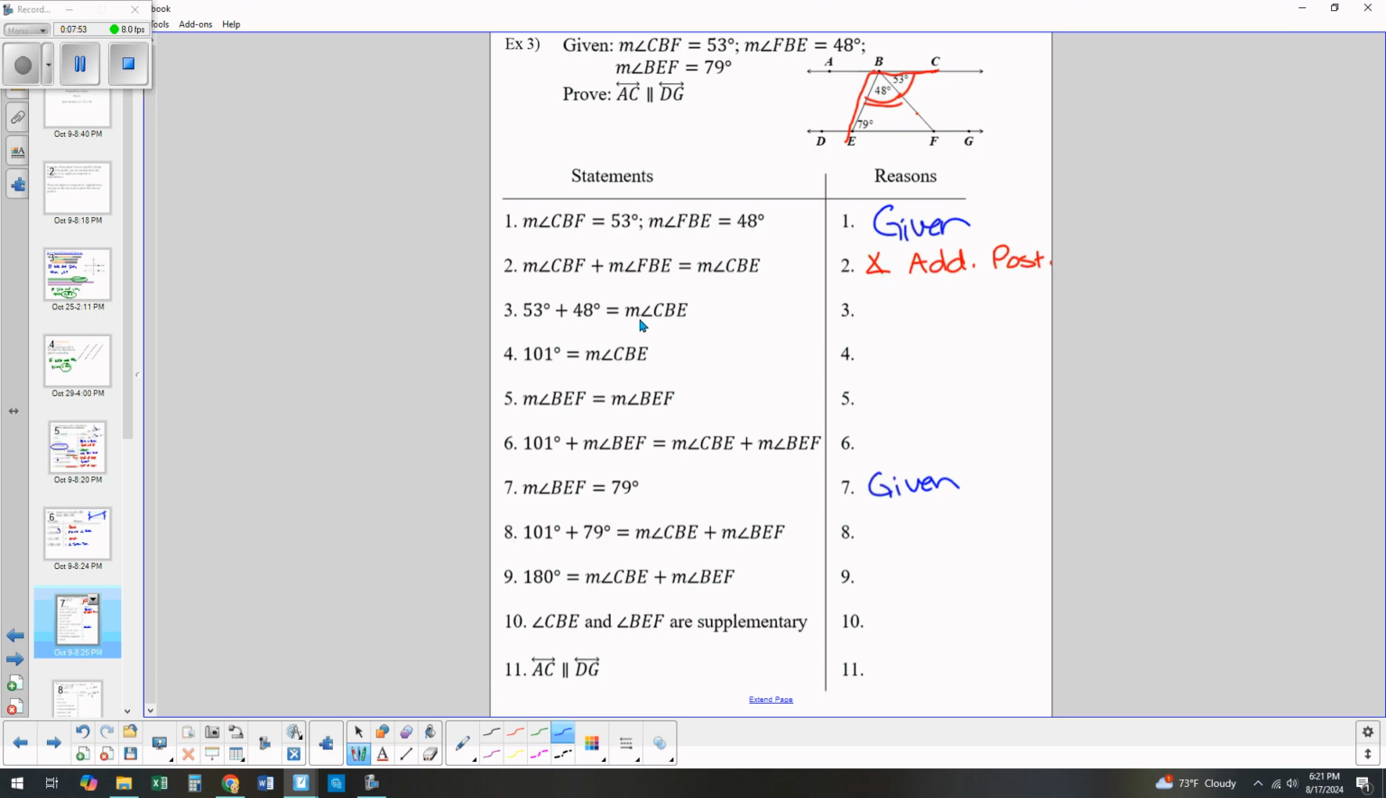And now I have the CBE again, but now I have the numbers plugged in. So I turned CBF into 53. I turned FBE into 48. I have never seen an equation before with 53 plus 48 in it, so I know it's not transitive, but I did take an equation that existed and replaced parts of it, so it is substitution.